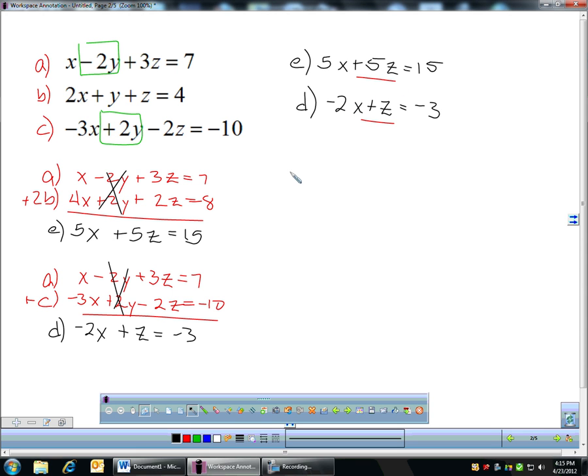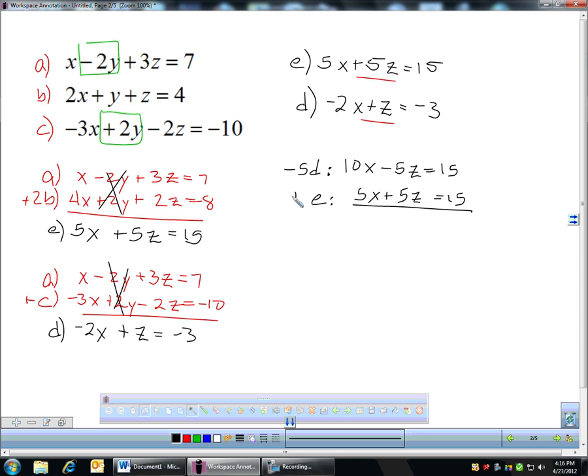If I can do negative 5 times equation D, that's going to give me negative 5 times negative 2 is positive 10x minus 5z, and negative 5 times negative 3 is 15. And then I'm simply going to add that to equation E. And equation E is 5x plus 5z equals 15.